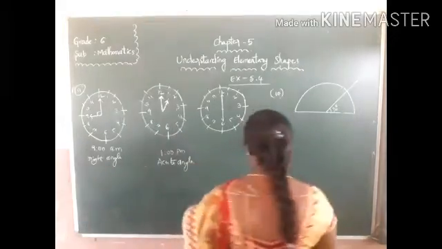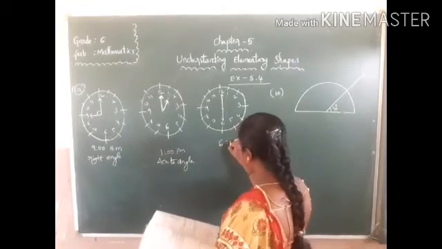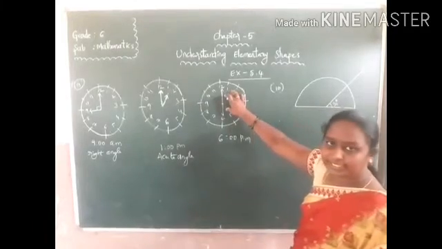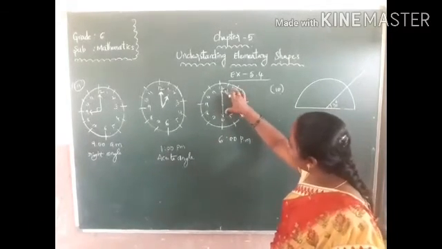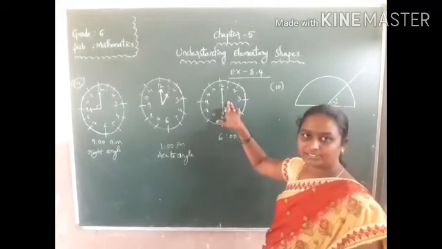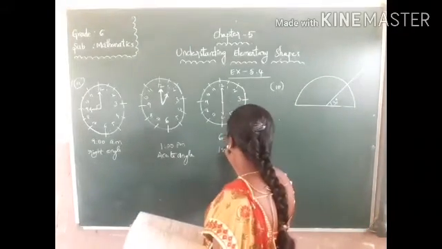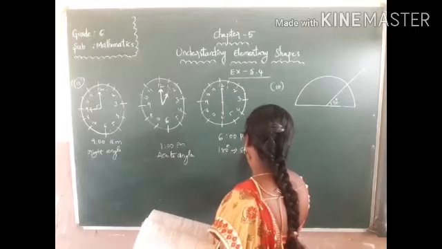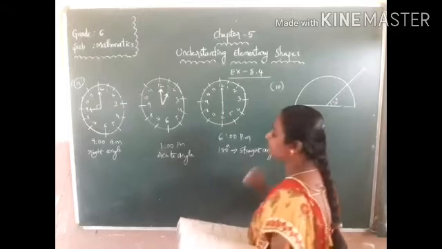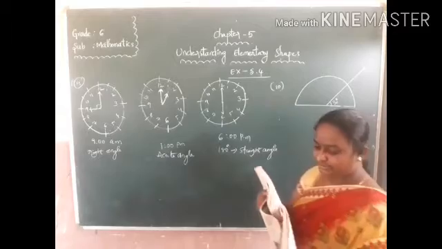Right. So come to the third figure. What is the time? 6 PM. Okay, so what is the angle? Measure of angle between 12 and 6. Yes, it is obviously half of a revolution. So that means two right angles, that is 180 degrees, is a straight angle. Straight angle. Okay, children? Very good. Now next, come to the 10th question.